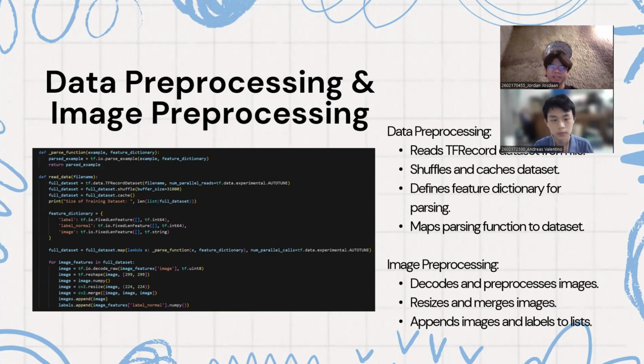The dataset is then mapped to parse each record and decode the image data. Finally, the images, which are initially in a 299 by 299 pixel format, are resized to a more manageable 224 by 224 pixel size using the OpenCV cv2 resize method. Furthermore, the Inception V3 expects the input image to have 3 channels, which are RGB. So we merge the single channel grayscale image with itself 3 times using cv2 merge.